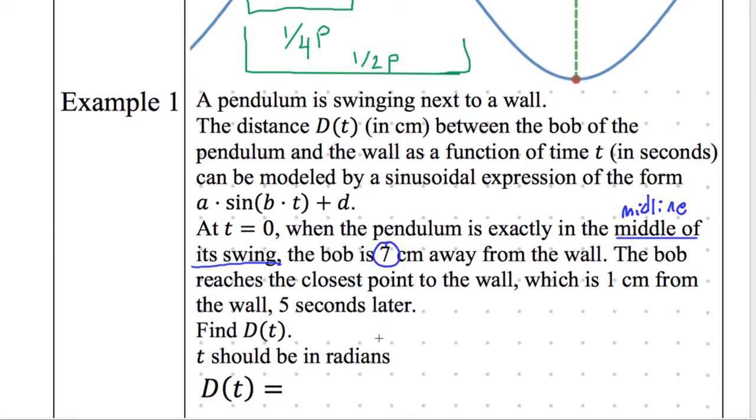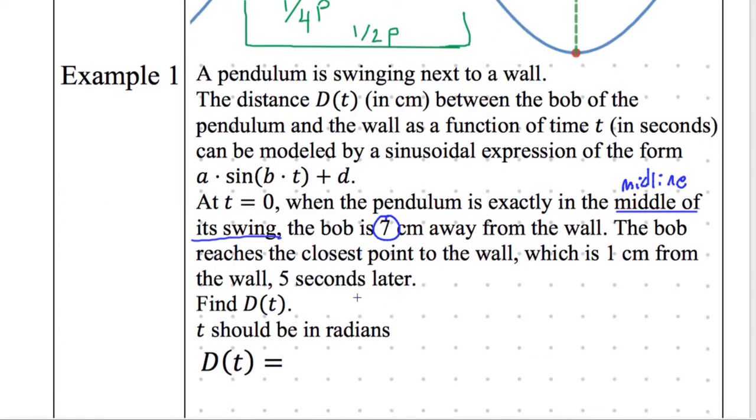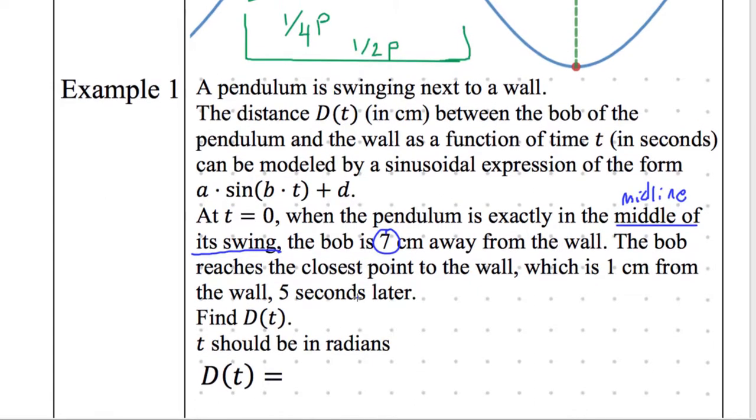And then the bob, that's like the end of the pendulum, reaches its closest point to the wall, which is 1 centimeter away from the wall, 5 seconds later. That's a little bit difficult to think about because our function d is the distance between the bob of the pendulum and the wall. So as the bob gets closer and closer to the wall, the value of d is getting smaller. Now it's getting bigger and bigger because it's the distance between the bob and the wall.